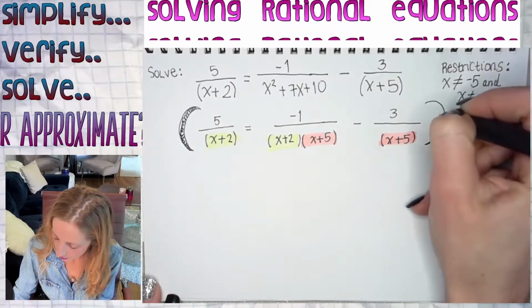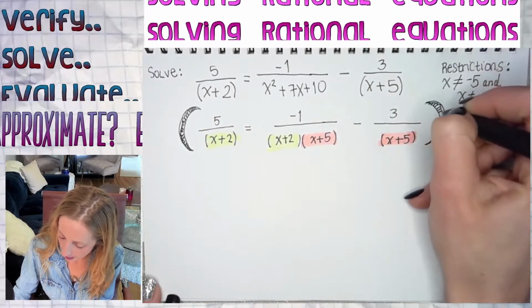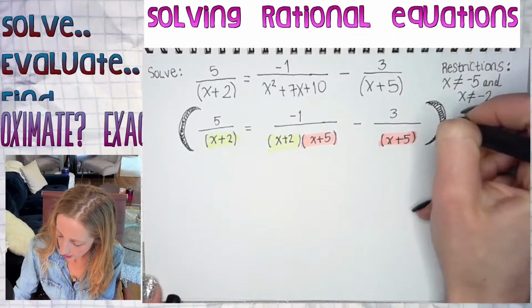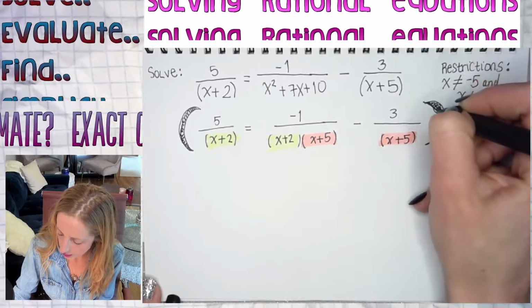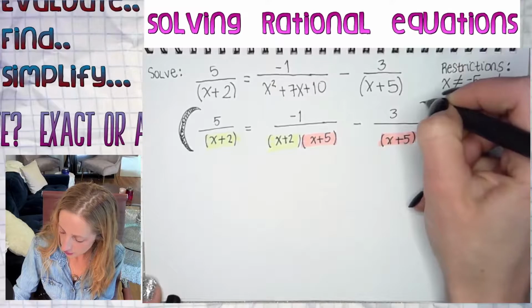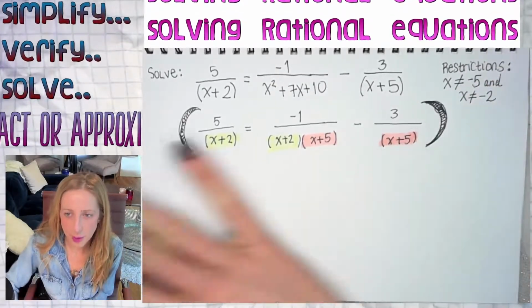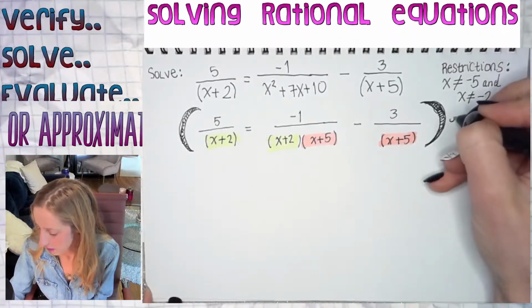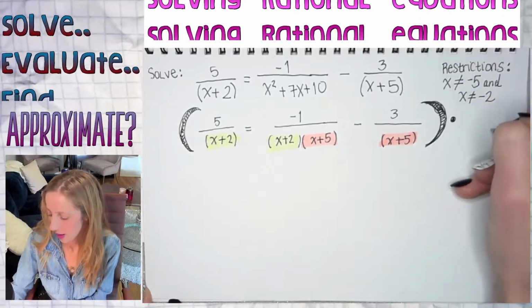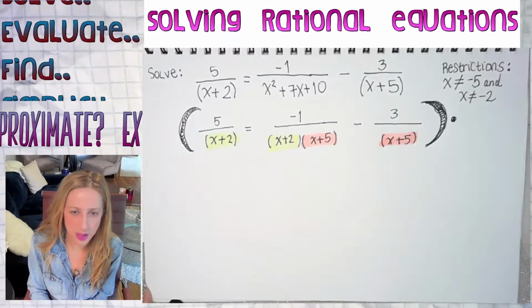Who remembers what I multiplied everything in my problem by that got rid of all my denominators? What did I do on those earlier examples? They were kind of like baby examples getting us ready for this unit. What did I multiply everything by that got rid of all my denominators? Anybody remember?